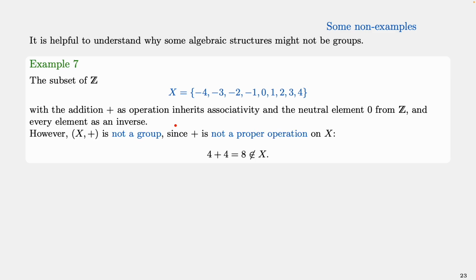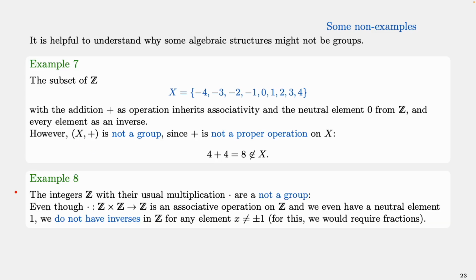Why is that? Because the addition plus is not a proper operation on the set x. And we see this easily if we take the element 4 and add it to itself, then we get the number 8. But 8 is not contained in x. So addition is not an operation on x. We would have to leave the set x to get all the results for the additions, and this means this pair x and the addition of integers is not a group. We also say that x is not closed under the addition.